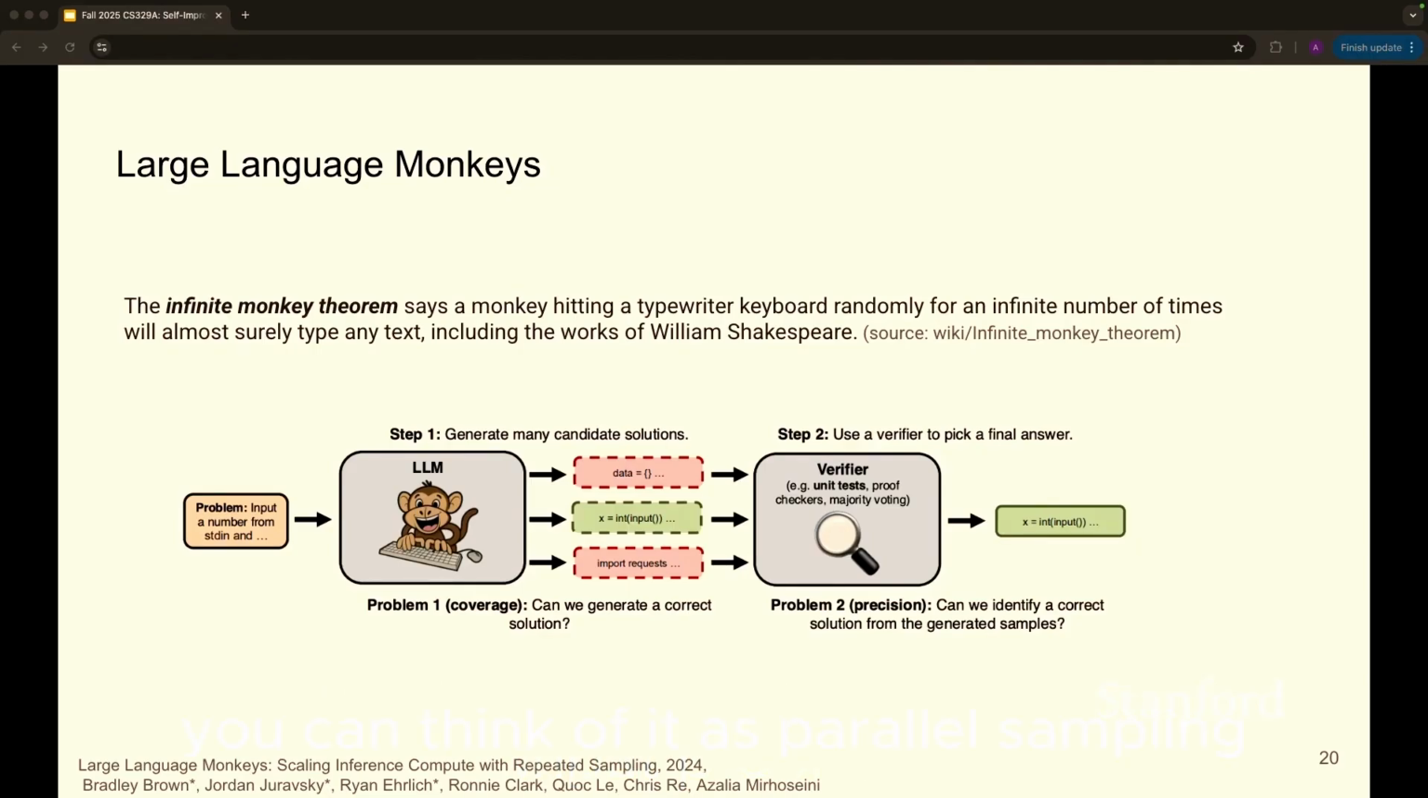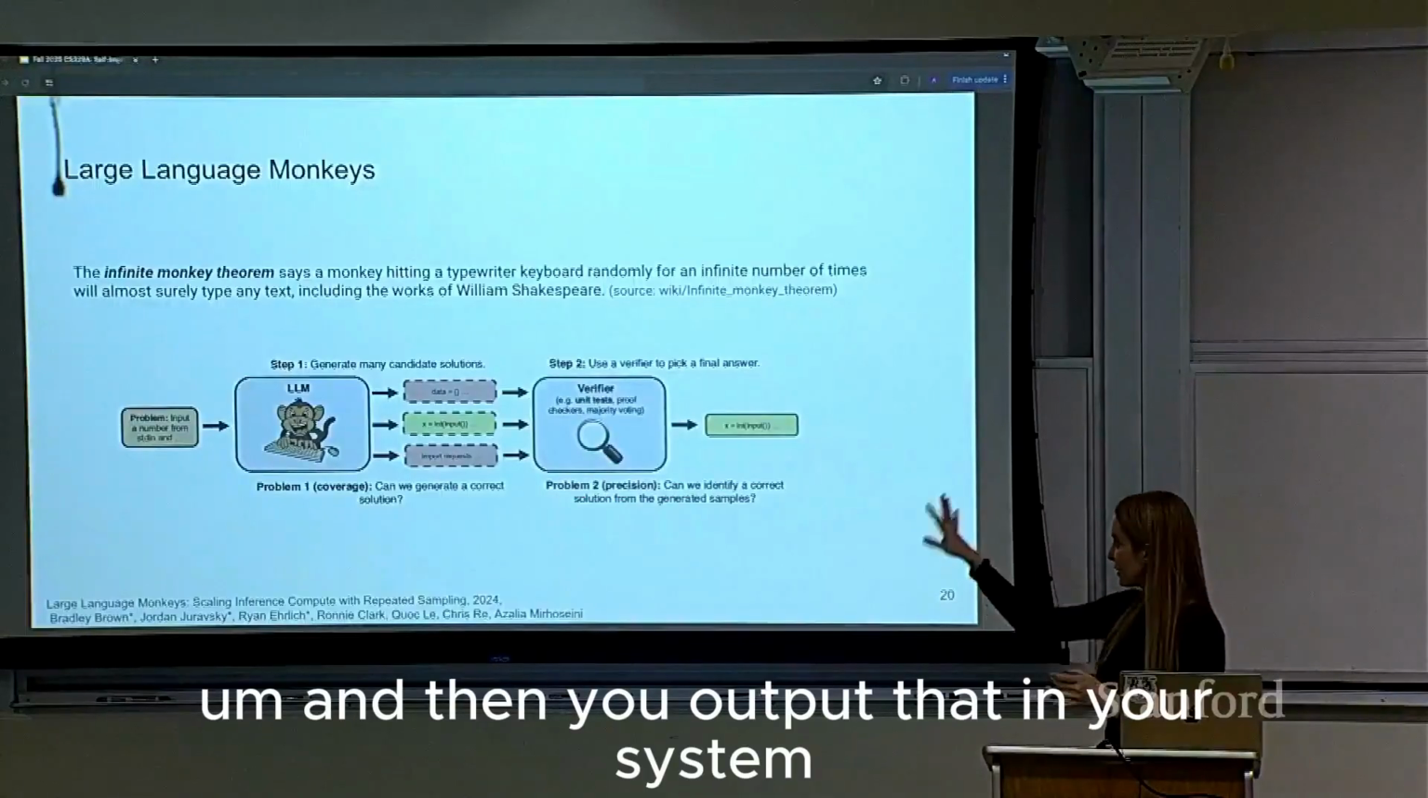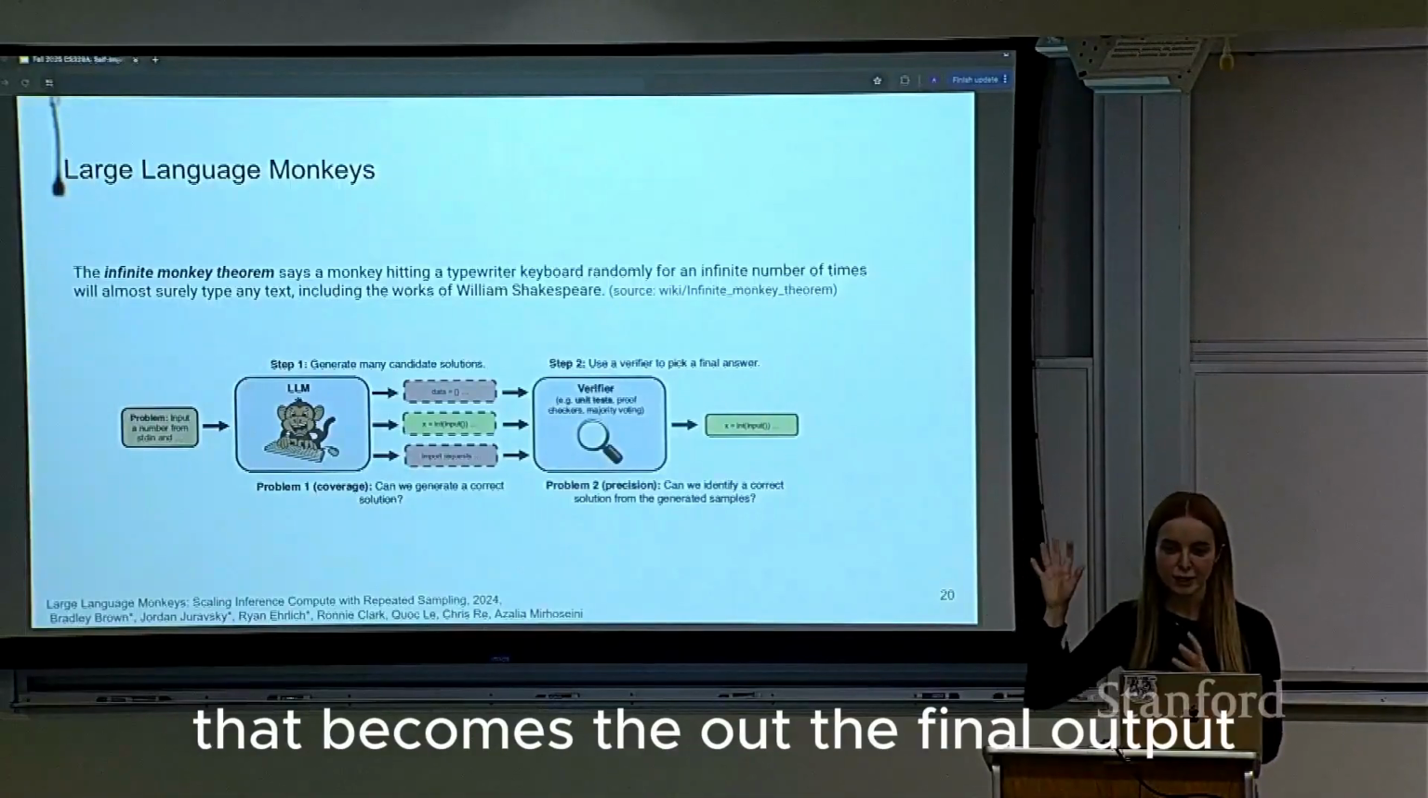You can think of it as parallel sampling or parallel generation. So instead of asking the model once to solve the input problem, you can ask it many times. And also, let's assume you have some sort of a verifier or selection mechanism, so you can pick which one of these generated responses were correct. And then you output that in your system. That becomes the final output.